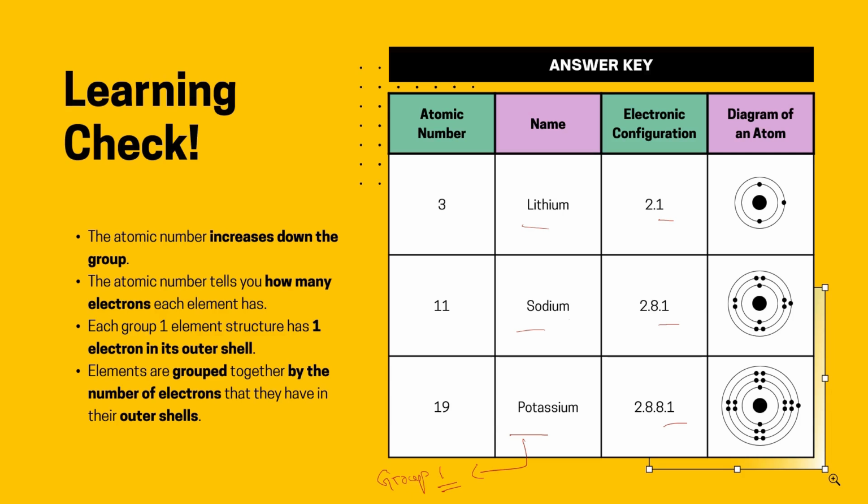So, you can check from here that the atomic number increases down the group. The atomic number tells you how many electrons each element has. Each group 1 element has one electron in its outer shell. Elements are grouped together by the number of electrons that they have in the outer shell.